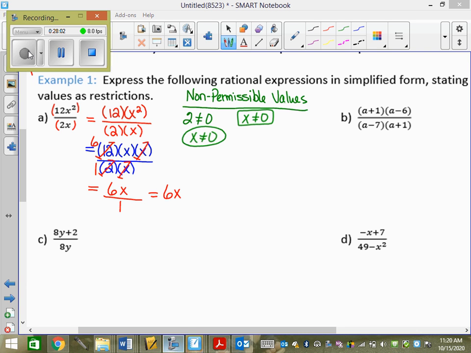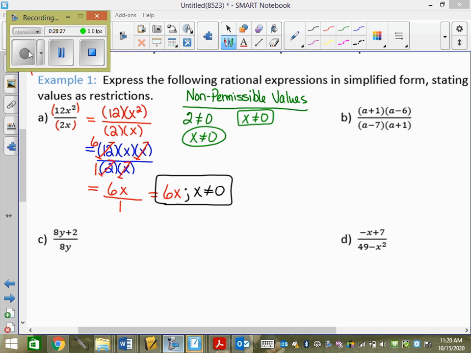And then you don't have to write non-permissible values equal. You can just go behind it with a semicolon and write your non-permissible value. x cannot equal 0. Covered it all. Here you go. Put it in a box. So you don't have to write the word non-permissible value. If you just follow behind your simplification and say x can't equal 0, you're stating it. We don't have to spell it right or anything. Okay?